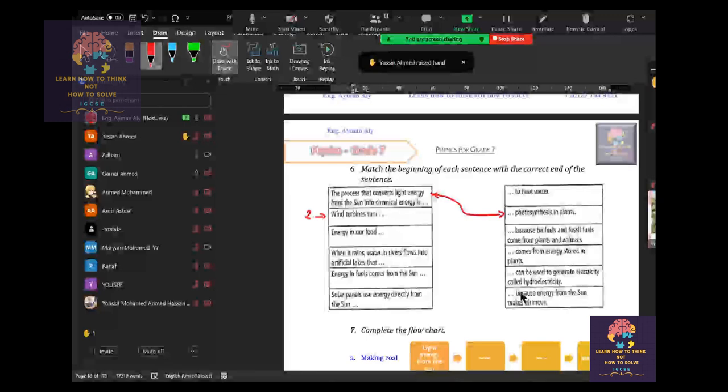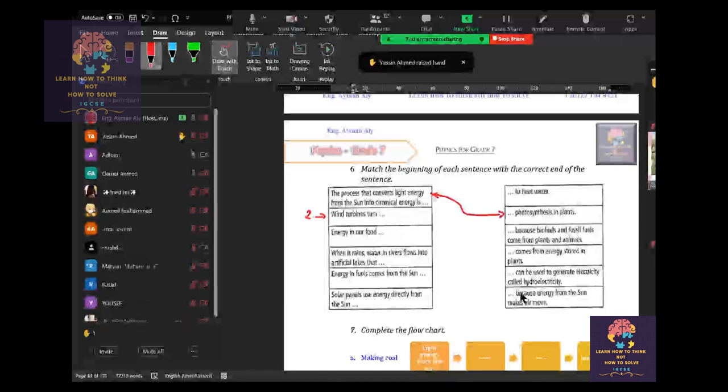I said at first it can be used to generate electricity called hydroelectricity. Because energy from the sun makes the air move. Energy in our food comes from the energy stored in the plants. Yes. Okay. When it rains, water in the river flows into an artificial lake that can be used to generate electricity.